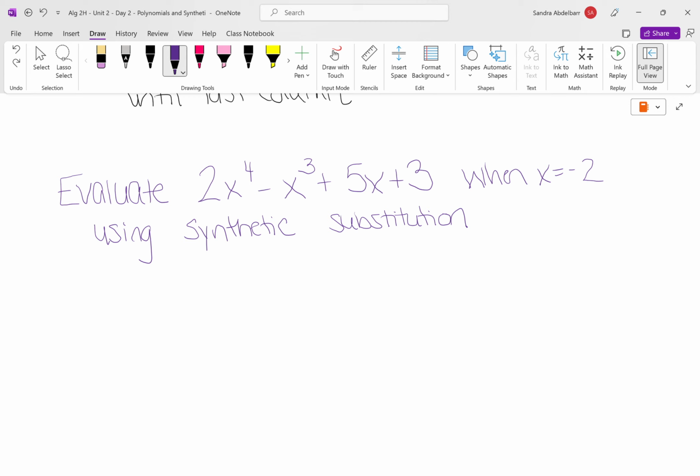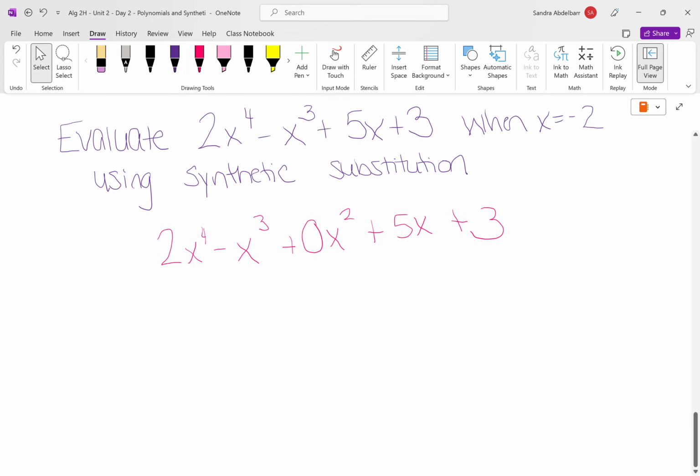Yes? Do you need an x squared? We do. Very good. Antonio's noticing there's something wrong here. You have x to the 4th, x to the 3rd, then x. We're missing an x squared. So what we're going to do is we're going to have 2x to the 4th minus x to the 3rd plus 0x squared plus 5x plus 3. Now we good? Yeah.